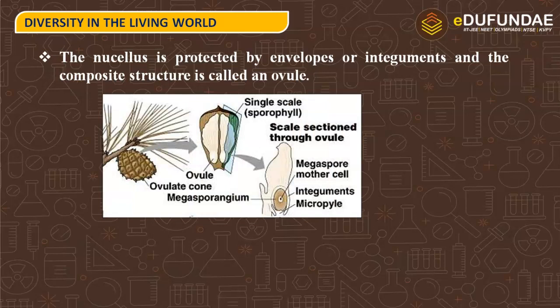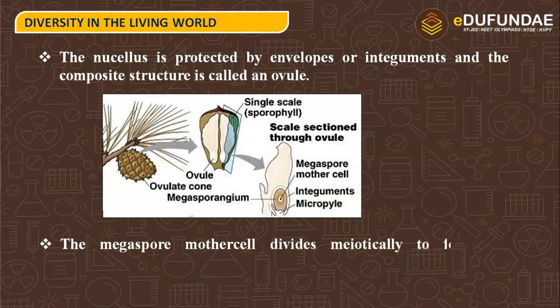So here we can see the structure of an ovulate cone, that is, there is an ovulate cone and inside it is the presence of the ovule, and the single scale is called the sporophyll. Whereas the section through the ovule we can see over here, in which there is a megaspore mother cell, and it is covered with the integuments, and there is a pore called the micropyle. So it is similar to the structure of a flower, in which we see the ovary, there is the presence of integuments, and there will be the presence of the micropyle also. So the same structure is being observed here.